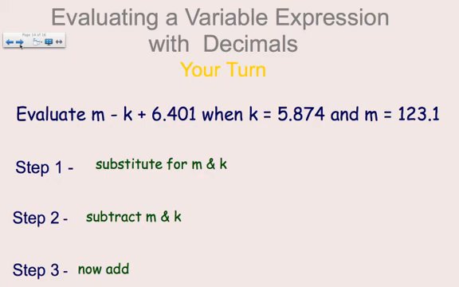Your turn. Evaluate m minus k plus 6.401 when k equals 5.874 and m equals 123.1. Follow the steps below.